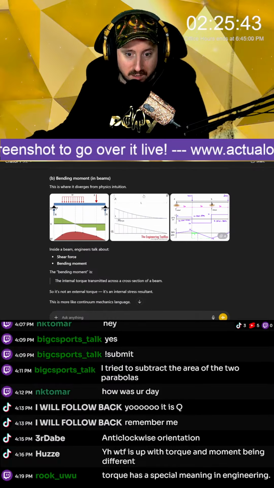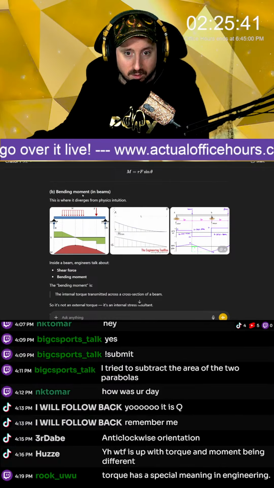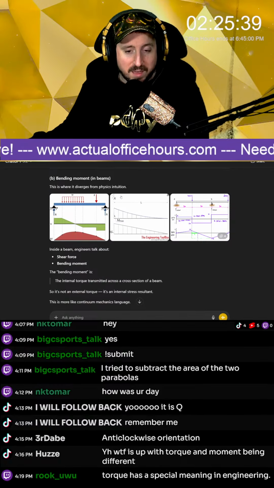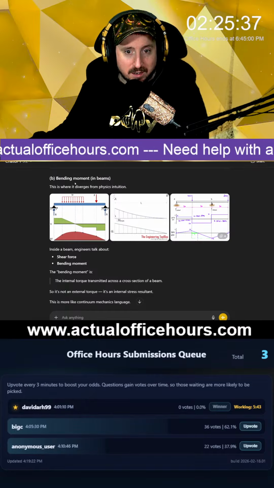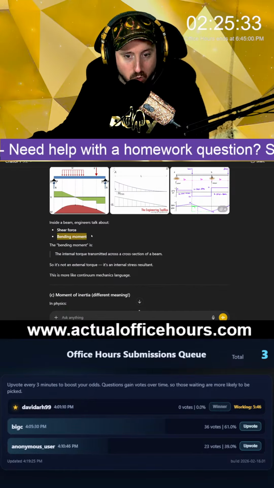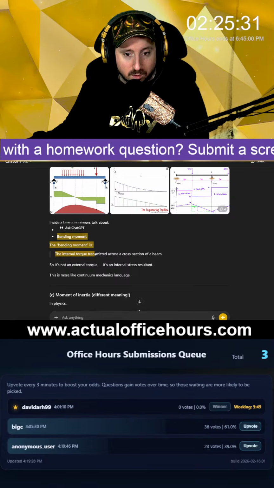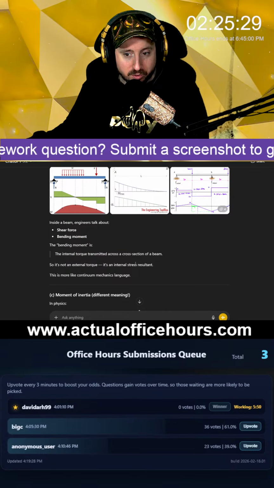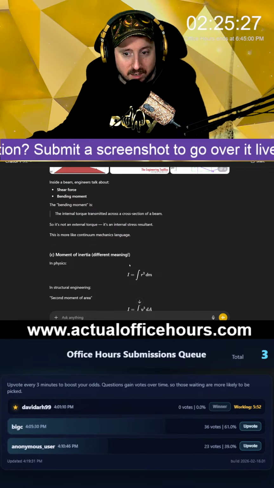Torque has a special meaning. Yes. Okay, here we go. So I think this is it. Engineers talk about bending moment, which is the internal torque transmitted across the cross-section of a beam. It's not like an external torque.